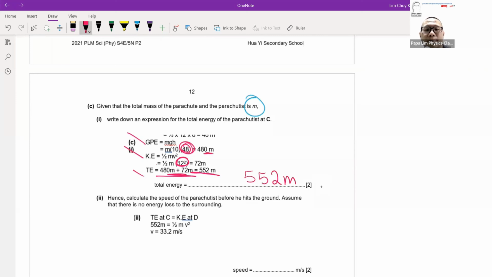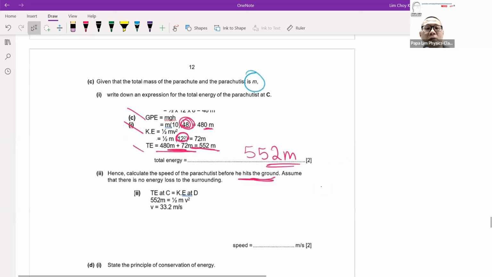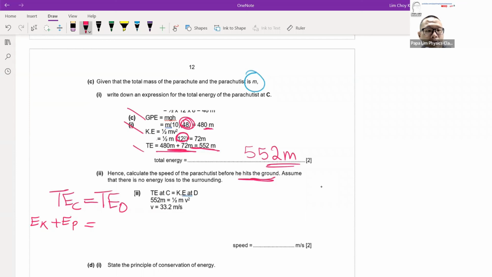In terms of M, calculate the speed of the object just before it hits the ground. Just before it hits the ground, remember there's no energy loss, so all the energy at C must be converted to all the energy at D. Energy at C is kinetic energy plus potential energy at C. It's all converted to kinetic energy at D. Where do you find the total energy at C? It's actually here.